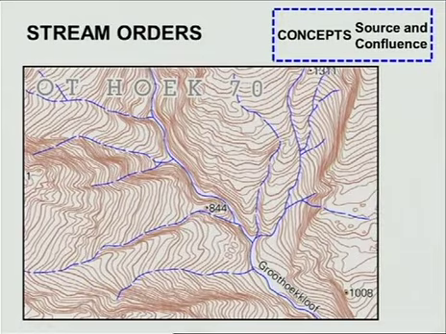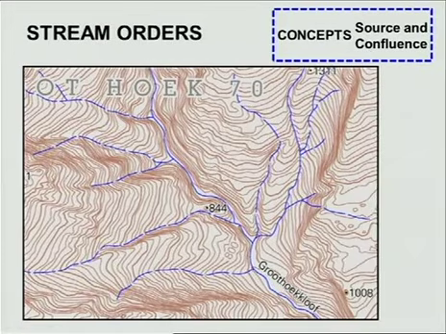Now, the source, of course, is very easy. That's where the river starts, in the mountain, right on top. That would be the source of the river. Confluence is where one river flows into another river. And if you don't know how these two work, then it's going to be very difficult for you to actually understand stream orders.